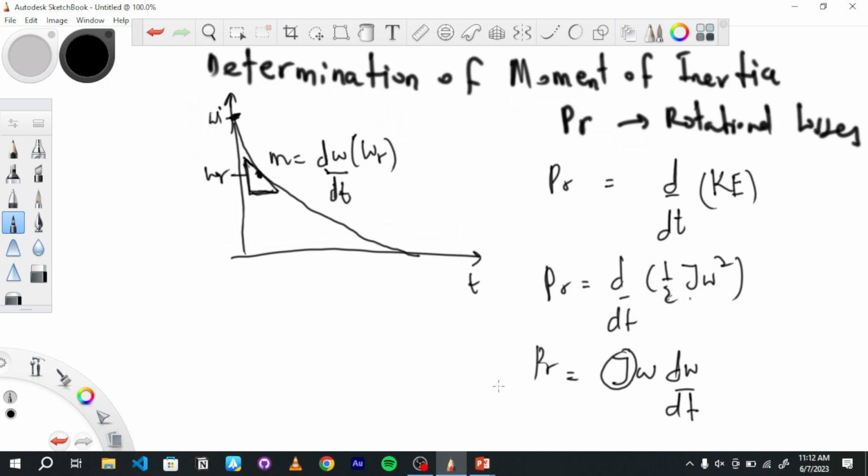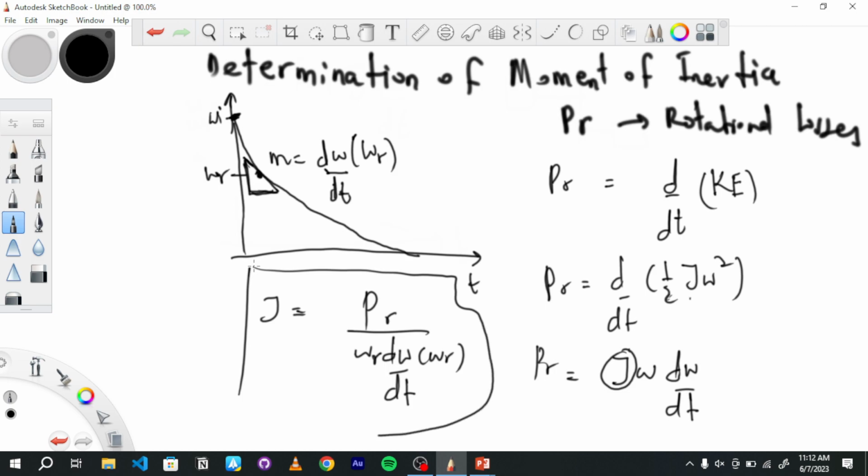Yeah, so let's continue on those. So we are finding J. Let's make J the subject. So I can say J is equal to PR over omega times d omega dt, right? So the d omega dt at the rated speed, this is our omega R. So this is how we find our J.